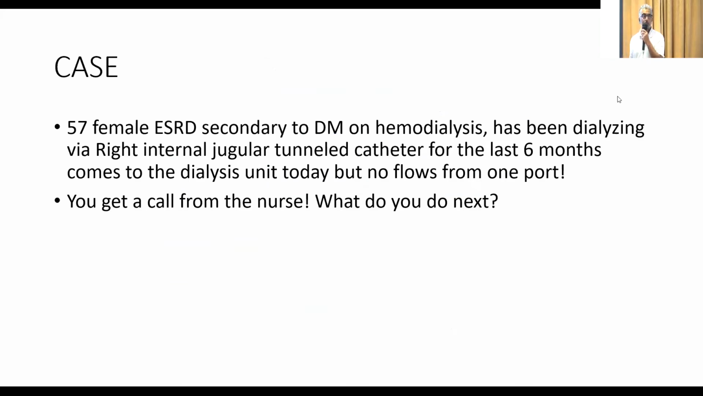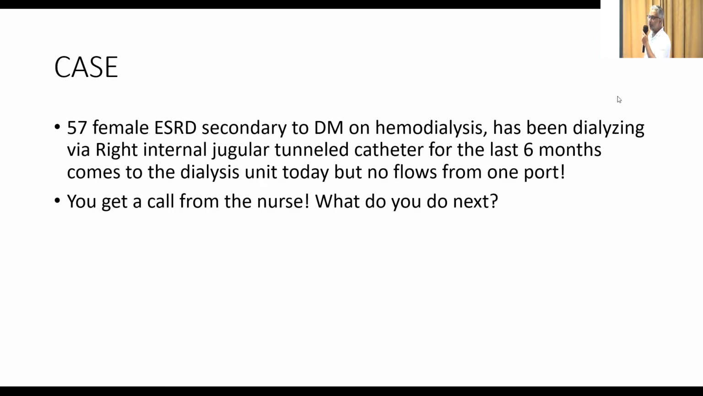So to make it a little interesting, I'll give you a case here, and this is like our bread and butter. A 57-year-old female with end-stage renal disease secondary to diabetes on hemodialysis, has been dialyzing via a right internal jugular tunnel catheter for the last 6 months and comes to the dialysis unit with no flow from one port. How many of you have seen this? Wow, almost 80%, right?